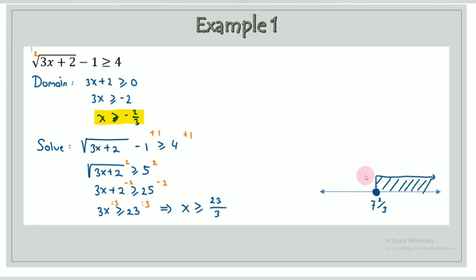So let me compare with the domain. Of course, the domain is x greater than or equal to negative 2/3. It is around here. So all values in your solution are acceptable because they are inside the domain. So there's no issue here.